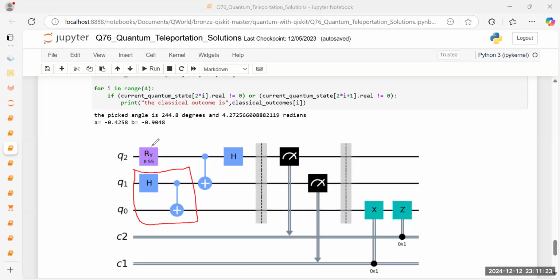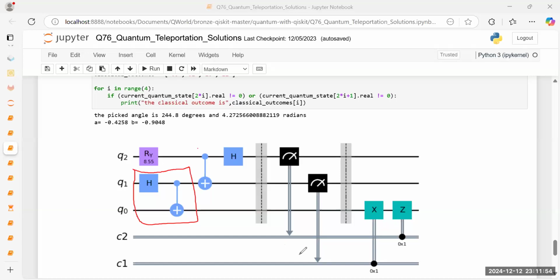And with RY, Asja can pick a quantum state that she wants to send to Balvis. So when she does this, with the quantum state she wants to send and her half of the entangled pair, she can apply a couple of gates. Those are the gates you see here. And then she can measure her 2 qubits.